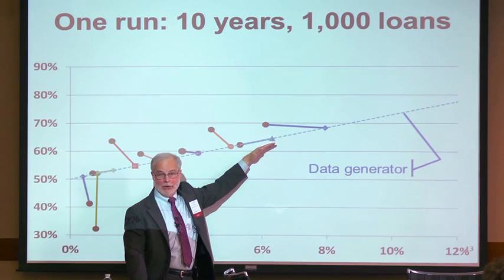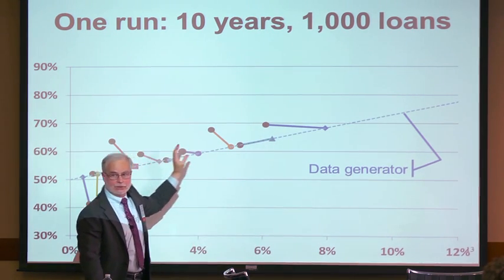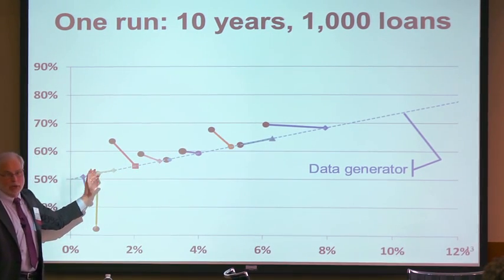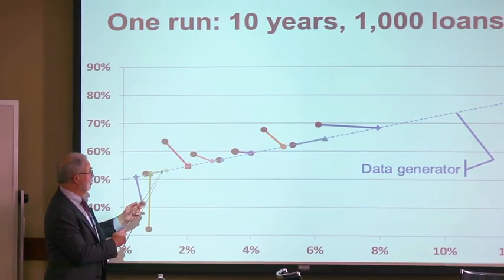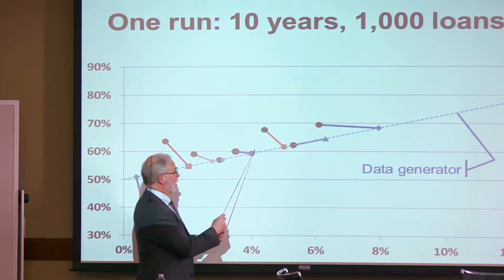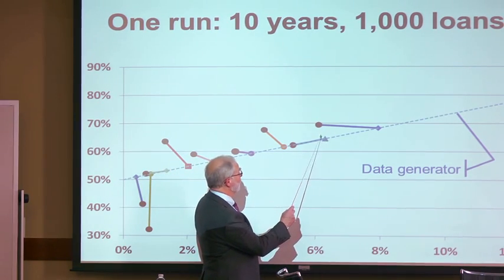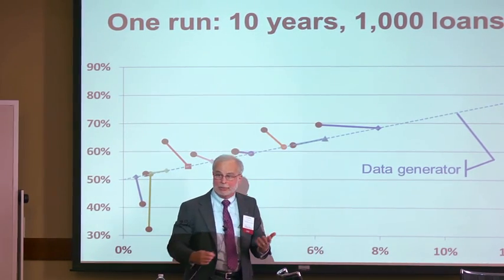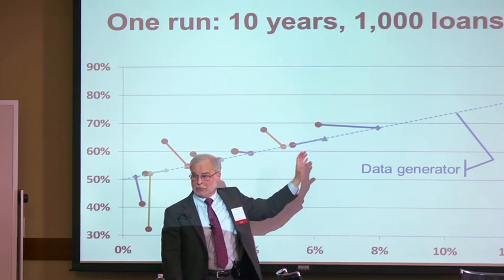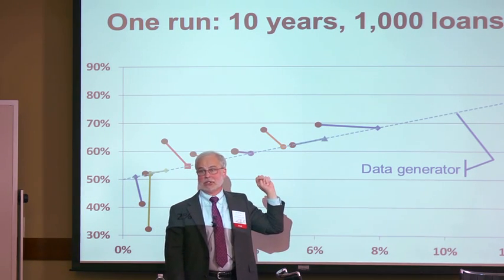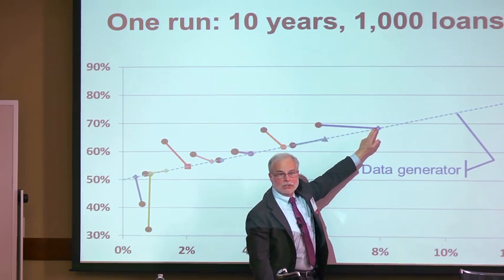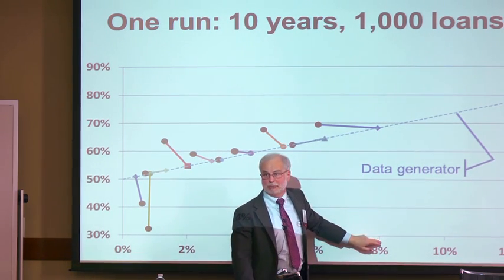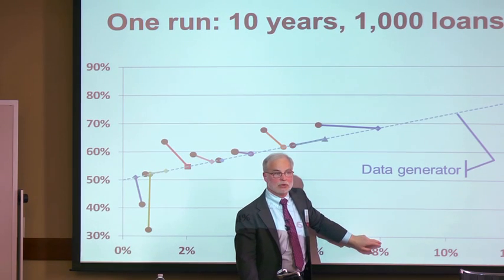Straight line data generator. Then I pick 10 points on that data generator. This represents 10 years of data. And you can see the 10 colored points along the dotted line. So I pick 10 points at random along the line. That's the first stage of the simulation. Like, take this point. It says that a portfolio ought to default at an 8% rate. That's what the point is saying.